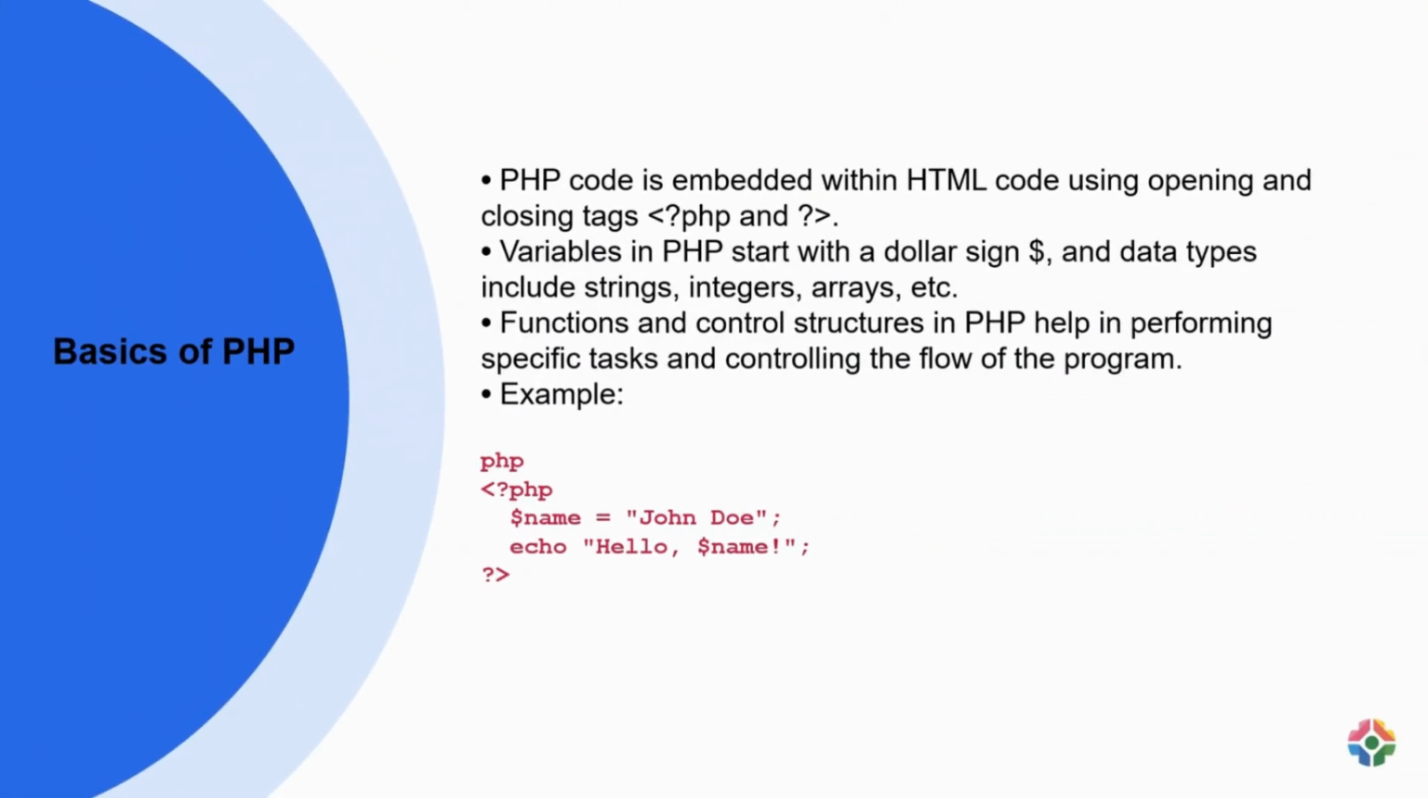PHP can be embedded in HTML using PHP tags. Variables in PHP start with $, and can hold various data types like strings, integers, and arrays. Functions and control structures in PHP aid in accomplishing tasks and managing program flow. For instance, in the code snippet provided, a variable name is declared with the value John Doe, and an output "Hello John Doe" is echoed.